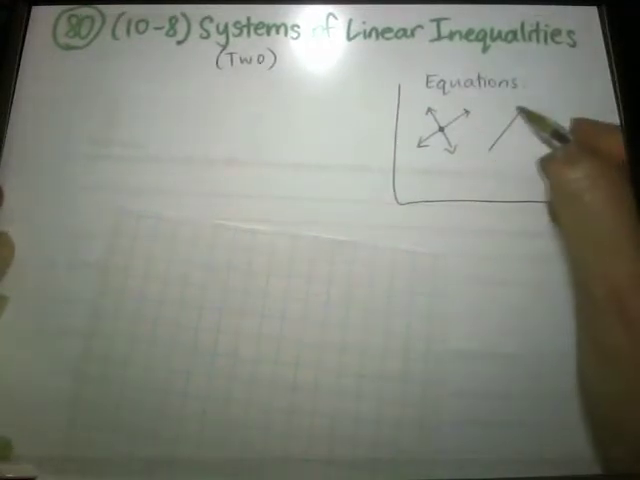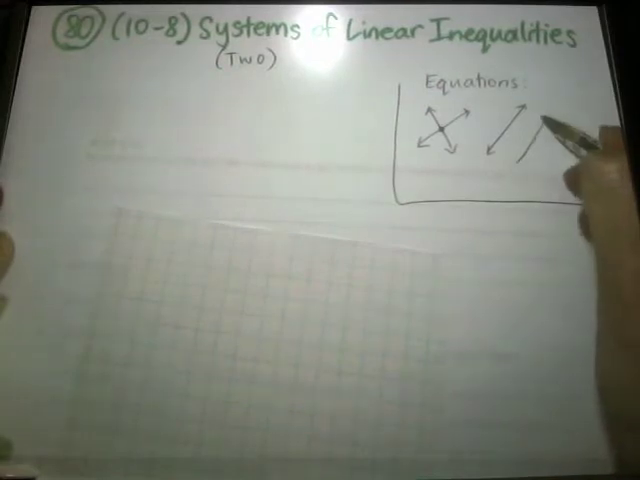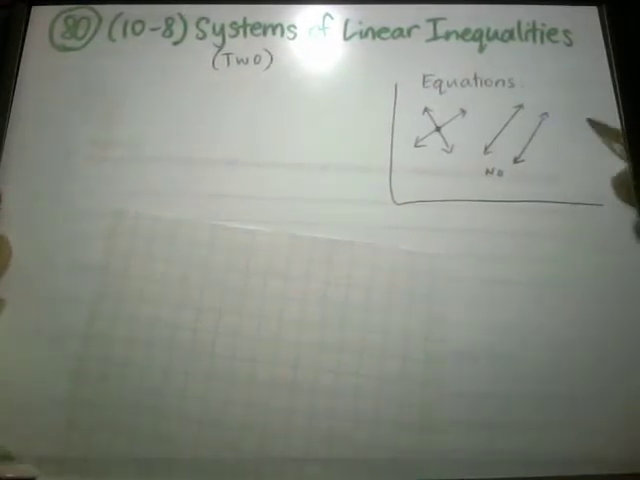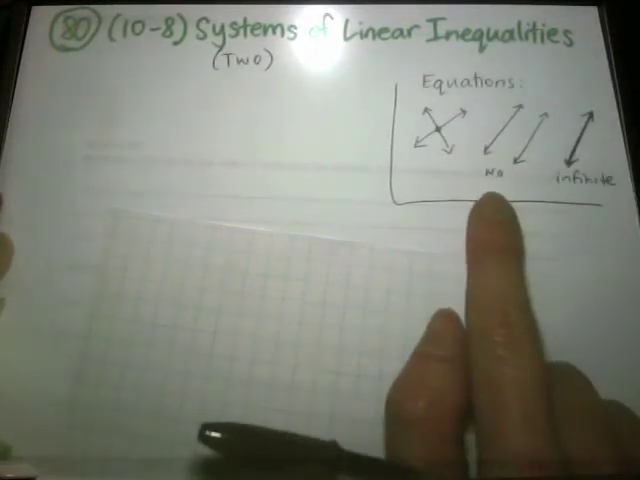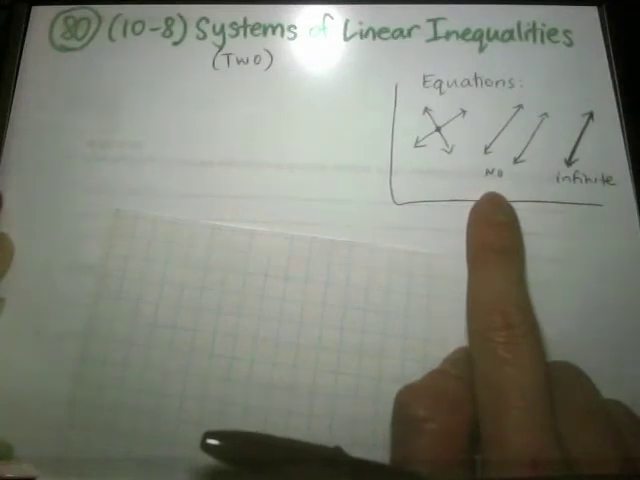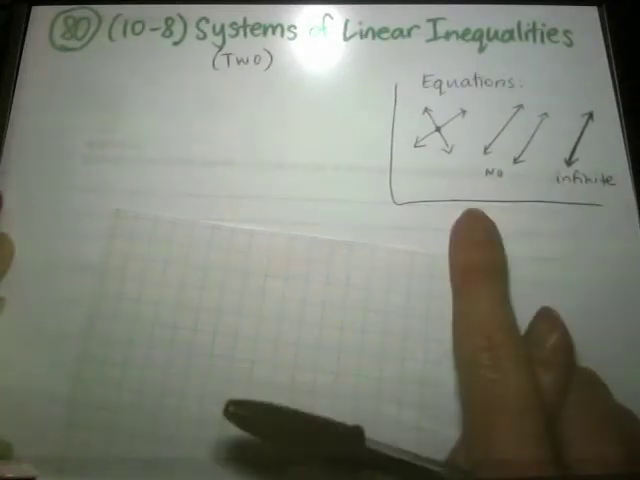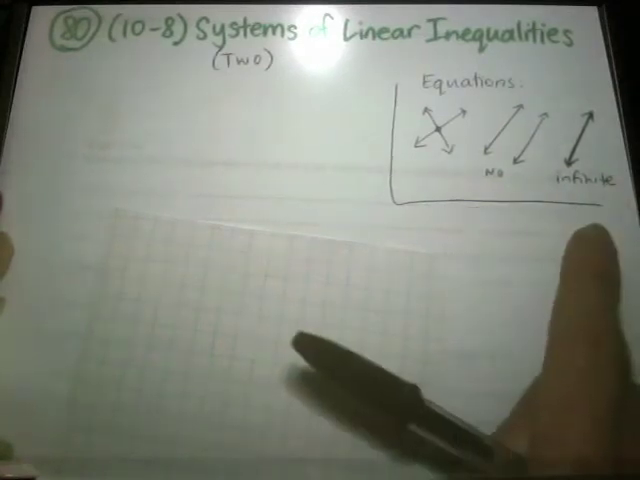The other options when we graphed were if they were parallel, they never share any points, this was no solution, or if it was two lines that landed right in the same position, this was infinite solutions because they share all their points. I don't think you'll be seeing any infinite solutions or no solutions, but I'll double check. There might be one or two.